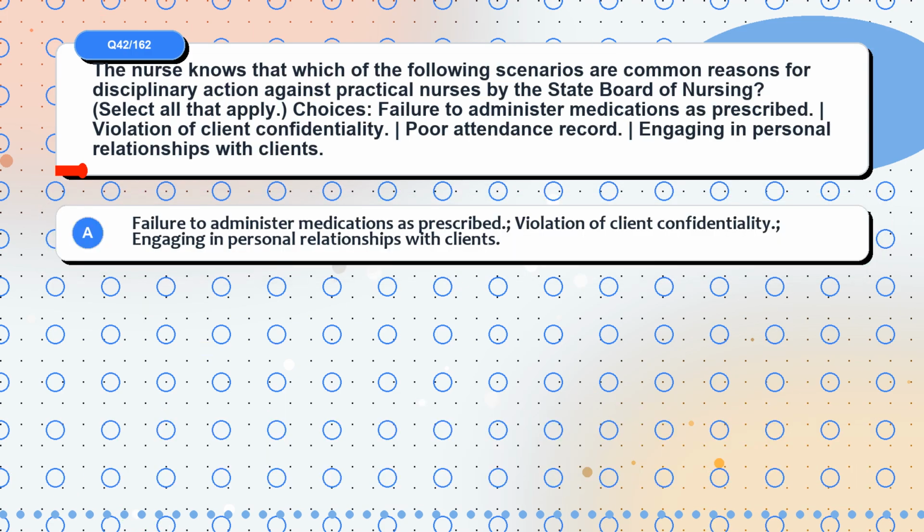Question 42. The nurse knows that which of the following scenarios are common reasons for disciplinary action against practical nurses by the State Board of Nursing? Select all that apply. Choices: failure to administer medications as prescribed, violation of client confidentiality, poor attendance record, engaging in personal relationships with clients. Here are the options. Option A: failure to administer medications as prescribed, violation of client confidentiality, engaging in personal relationships with clients.